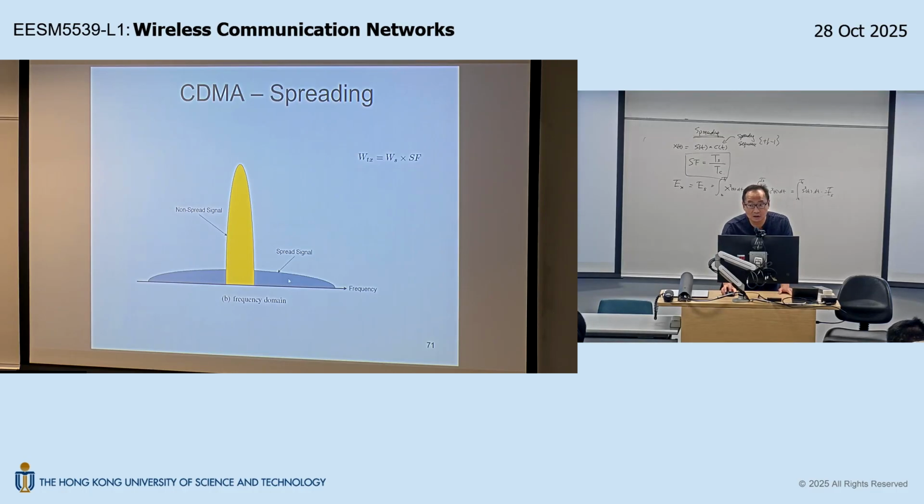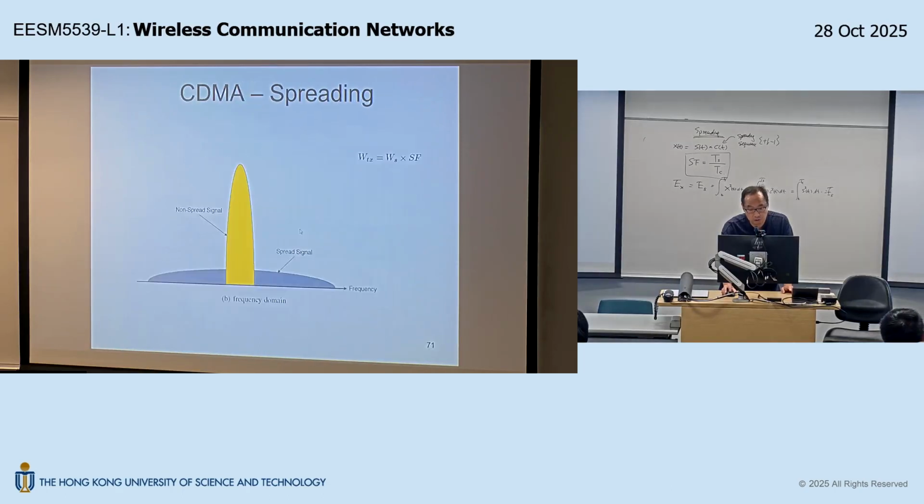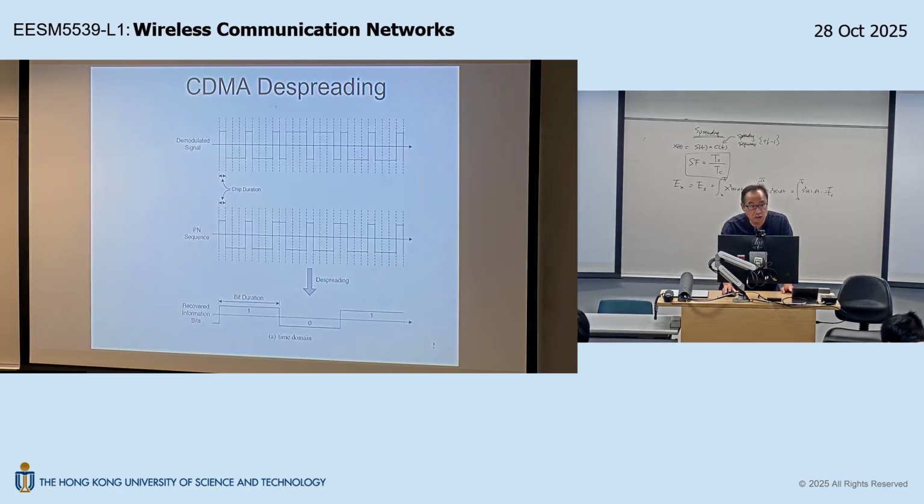Okay? Now, what I have explained is just the process. Okay, I didn't explain why. I'll talk about why later. So this is what happened at the transmitter. Now let's look at the receiver. At the receiver, what do you do? The receiver has to do something reverse, so-called despreading. Now, at the receiver, so-called despreading, just to reverse the process.